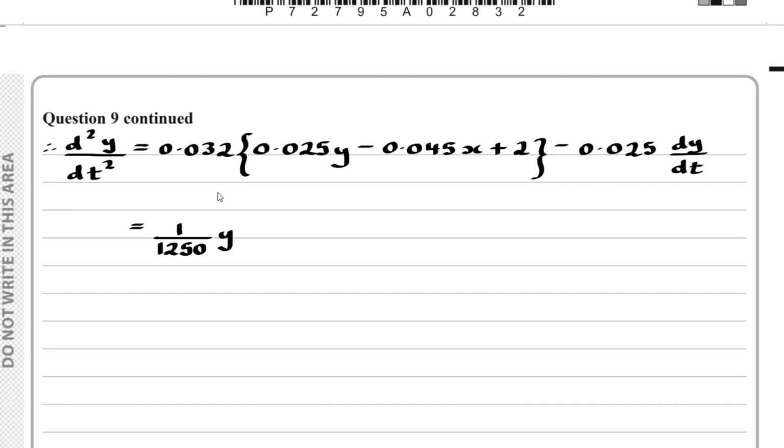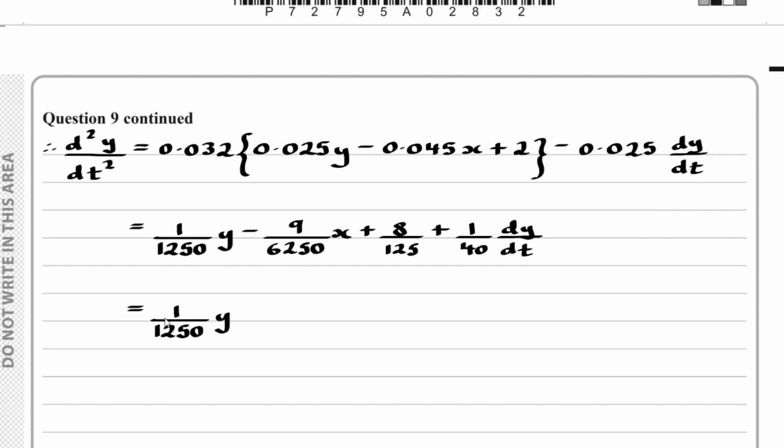So, expanding, we've got 0.032 multiplied by 0.025y, which is 1 over 1250y. Then we've got the 0.032 multiplied by the negative 0.045x, which is 9 over 6250x. And we've got the 0.032 multiplied by the 2, which is 8 over 125. And then we have the 0.025 dy over dt, which is 1 over 40 dy over dt.